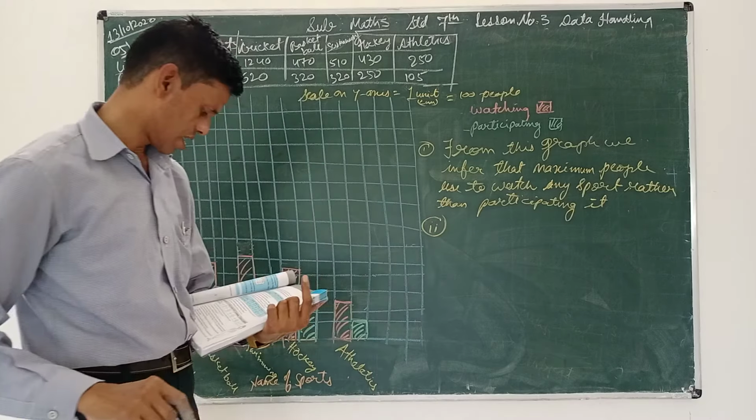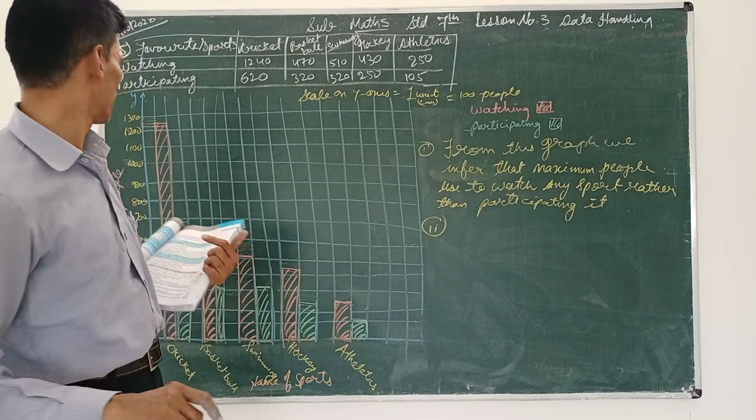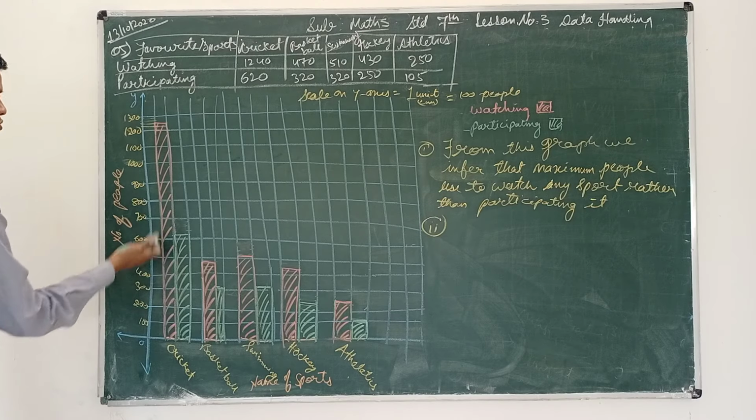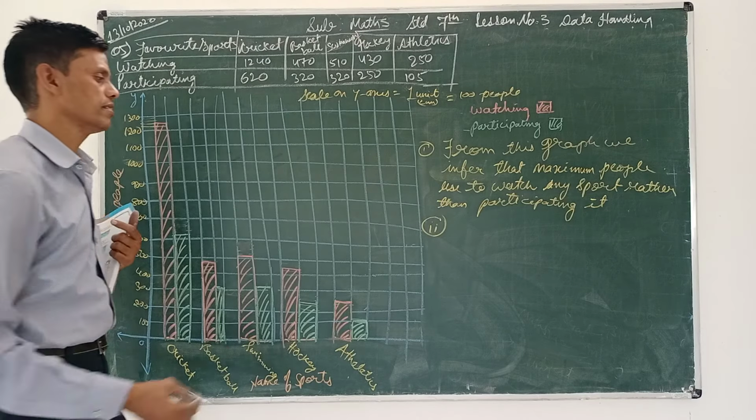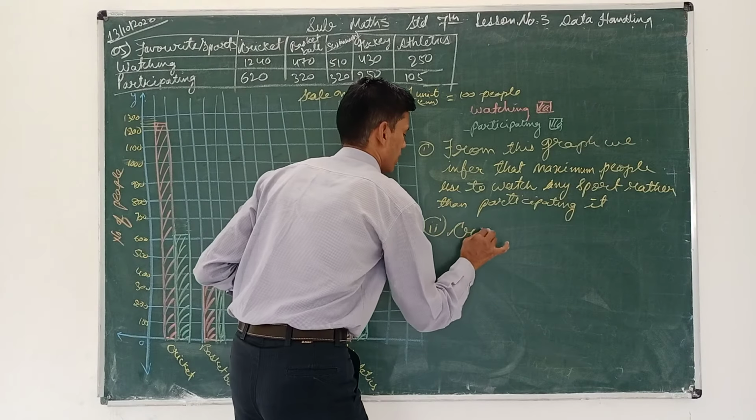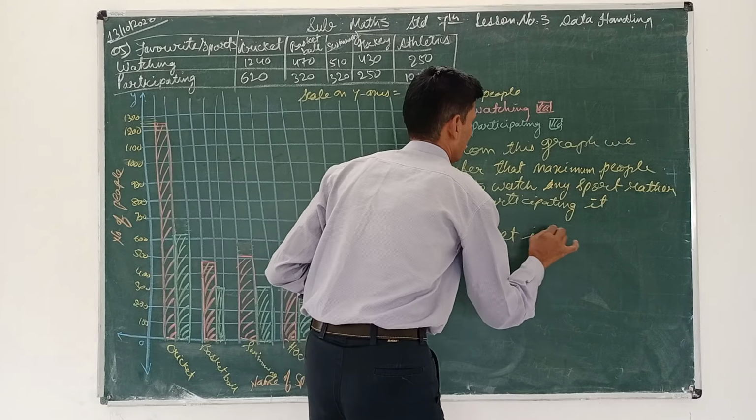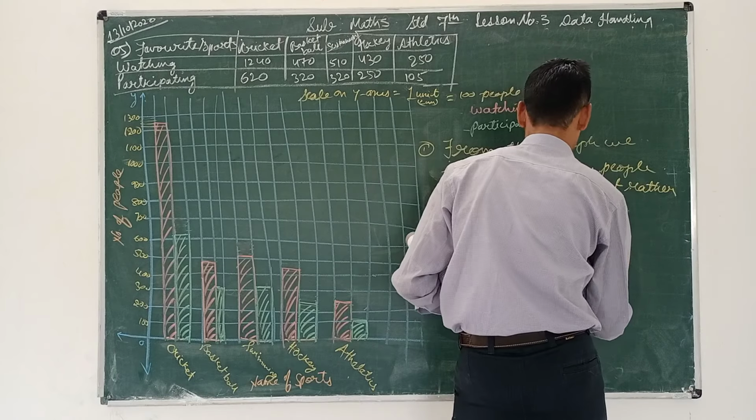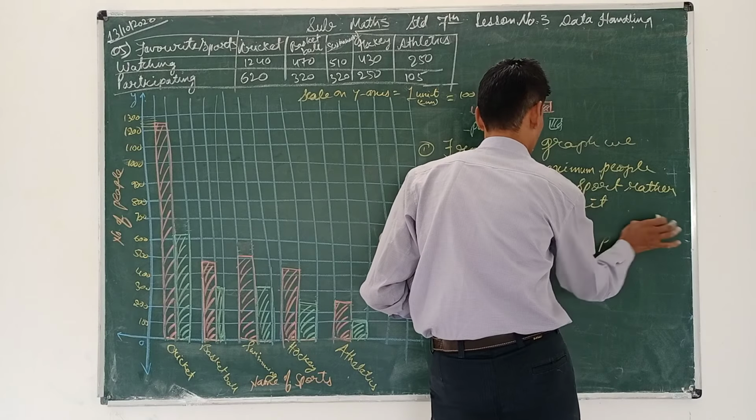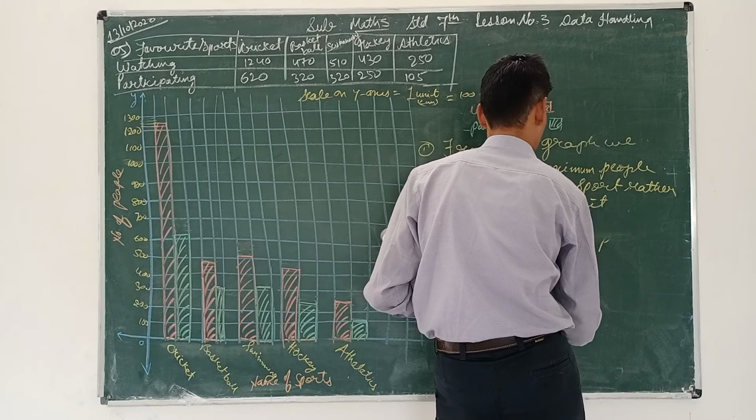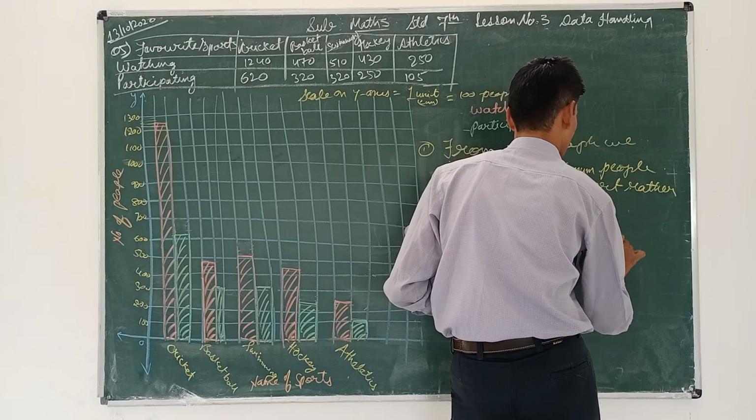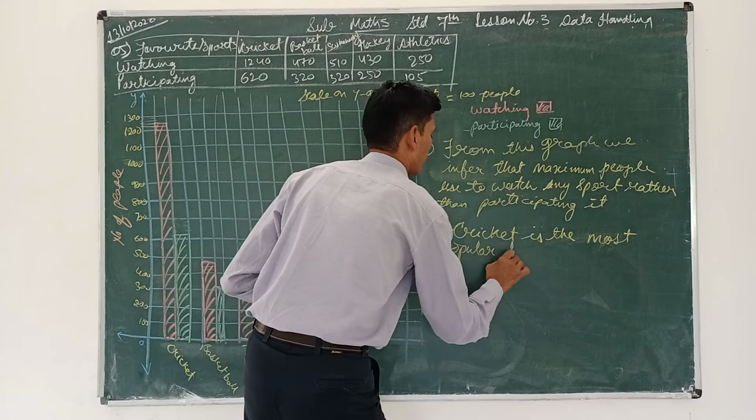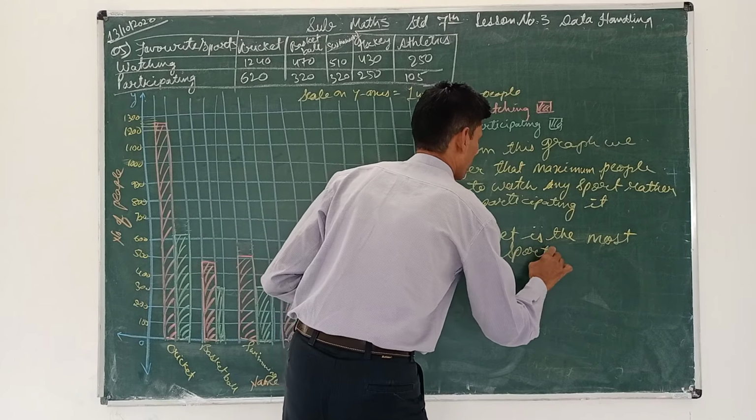What is the second question? Which sport is the most popular? Here from this graph you can see that cricket is most watched and cricket is mostly played. So the answer to this is cricket is the most popular sport.